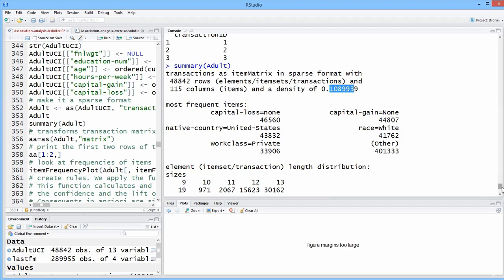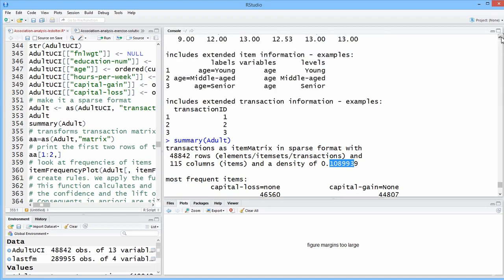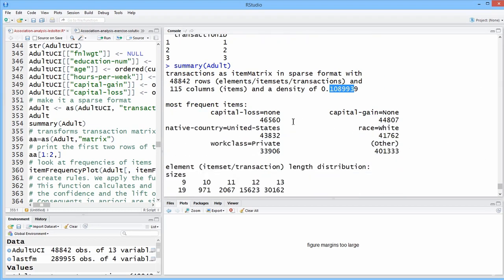And then it shows you the most frequently occurring items. And we had a total of 48,000 and some odd records, and we note that, I see your question. Here, we have 48,842 records, and we see that of those 48,842, 46,560 had this value in the capital loss column. There was no capital loss.